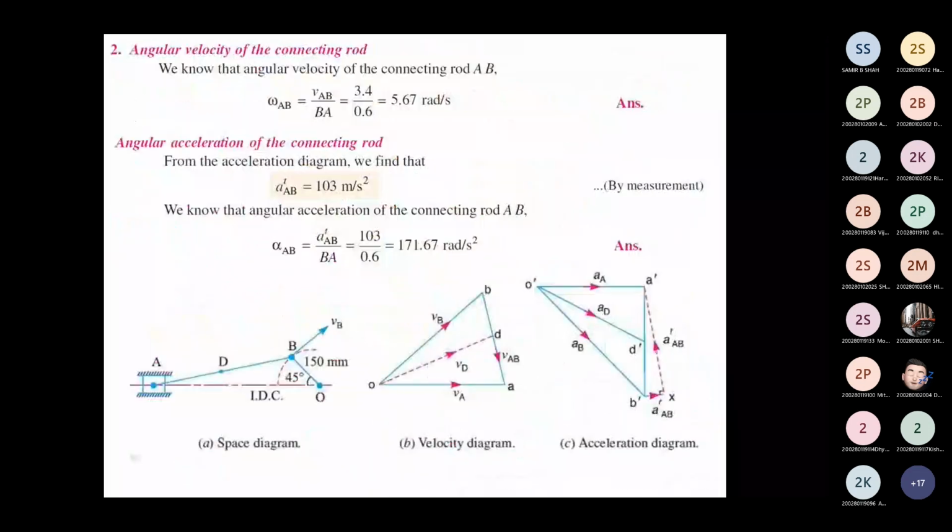From that equation, I am getting the dimension part of AB as 103 divided by the link length, that is 0.6 meters. So I'm getting the answer of alpha for AB equal to 171.67 radian per second square.